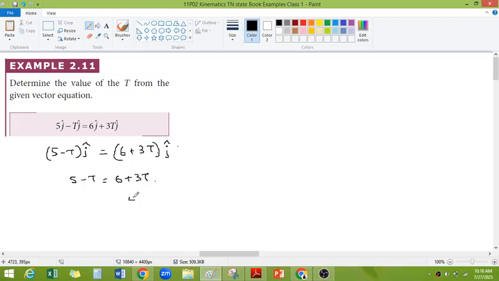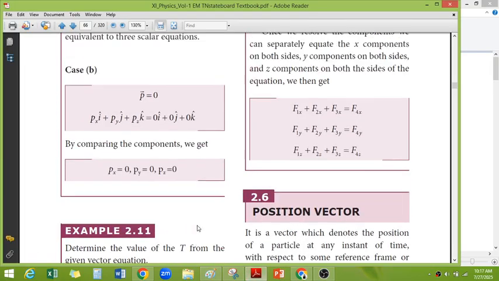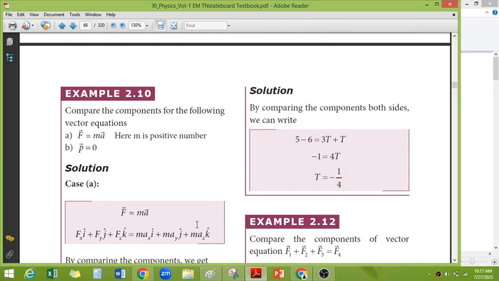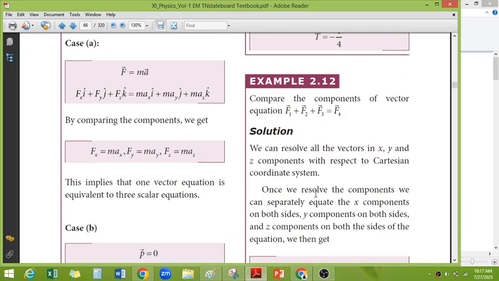Minus t comes on this side, so 4t. 6 comes on this side, minus 6. So 5 minus 6 will be minus 1. So t is equal to minus 1 by 4. That's your answer. Okay, that's what they have also done. So nothing very difficult there.